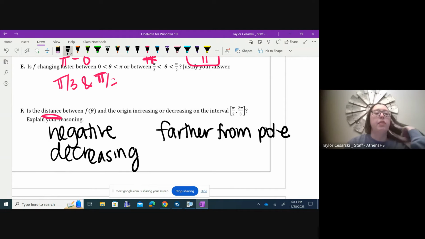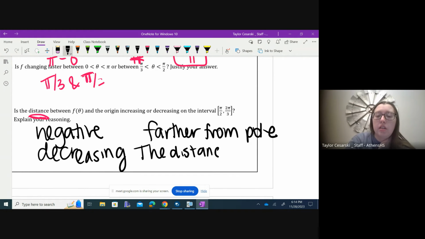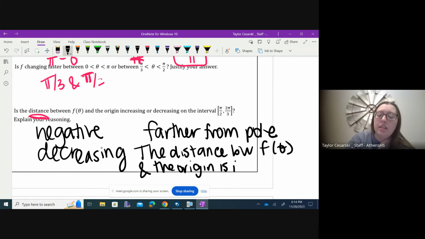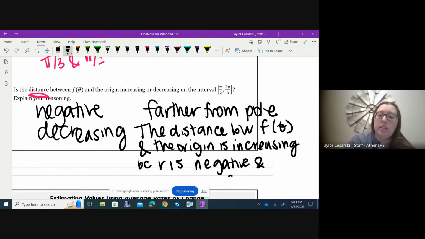Okay. Now I'm going to write this out with an explanation of what you would need to write out in calculus. You'd use something called derivatives, but just the point of this. So the distance between f of theta and the origin is increasing because r is negative and decreasing. I know that seems like a lot of words because it is.